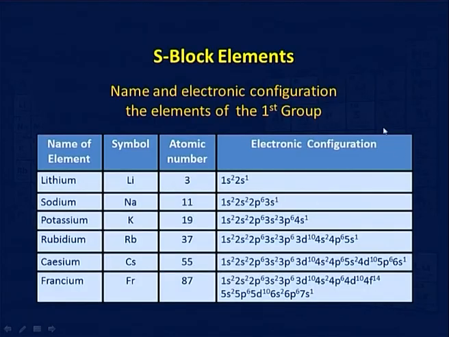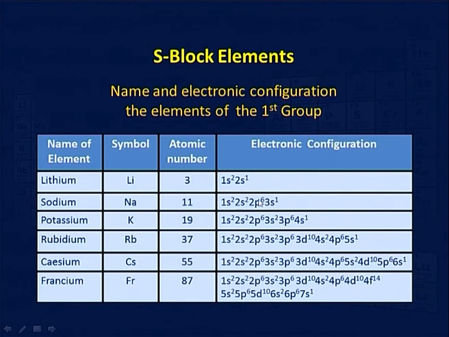Now we shall take up the study of first group elements, especially the physical properties. Here we have given you some physical constants: lithium, sodium, potassium, rubidium, cesium, francium. Lithium has an atomic number of 3, and the configuration is helium, which has 1s2, followed by 2s1.